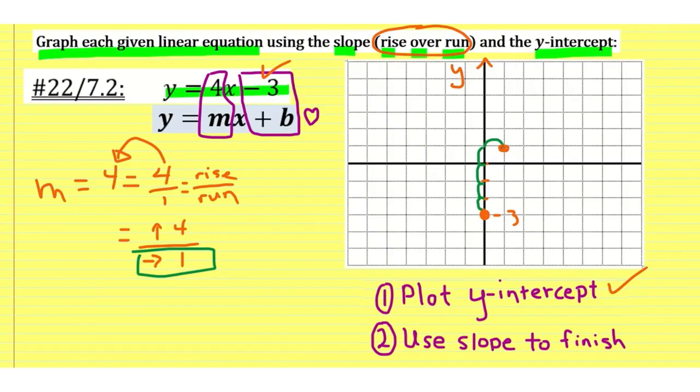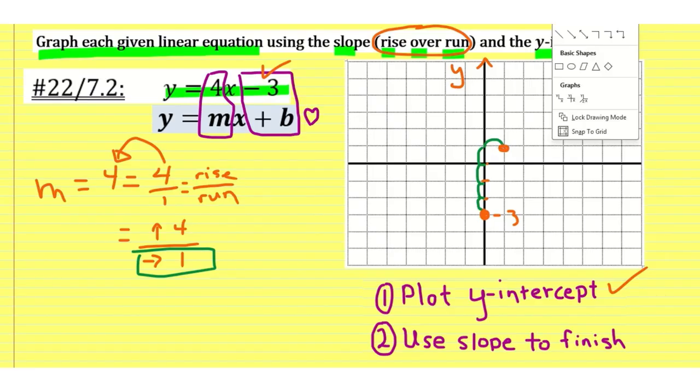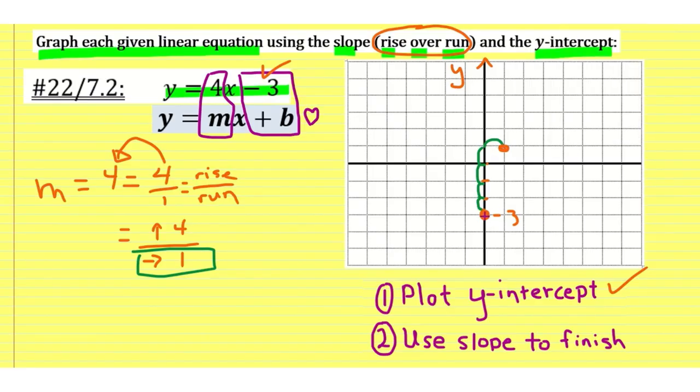And that is going to give me the second point that I need. So right there is my next point. And now all I need to do is connect those 2 points, and I will have a line. You only have to have 2 points to have a line. So right there, that is my line.